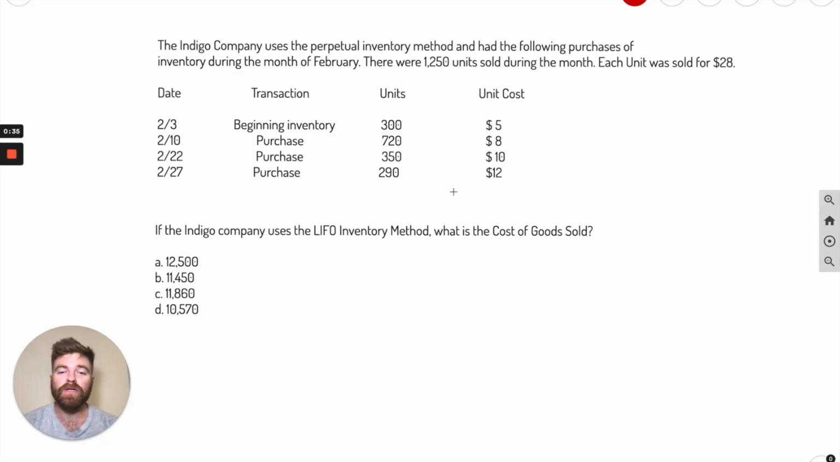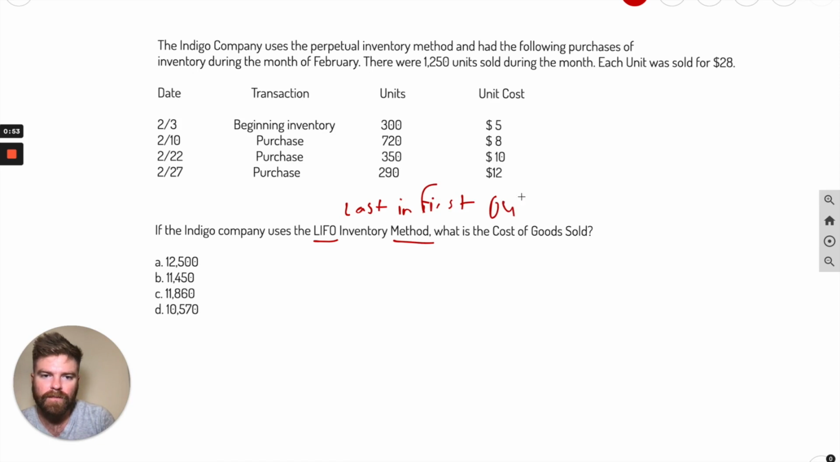Okay, so question number 1 here. Let's read what they're asking for first. If an Indigo company uses the LIFO method, so we know they're using LIFO, which, if you know, is last in, first out. What that means is the last units they got, the most recent purchases in their inventory, they actually take first when a sale is made. So they're asking for what is the cost of goods sold, the cost of what they sold.